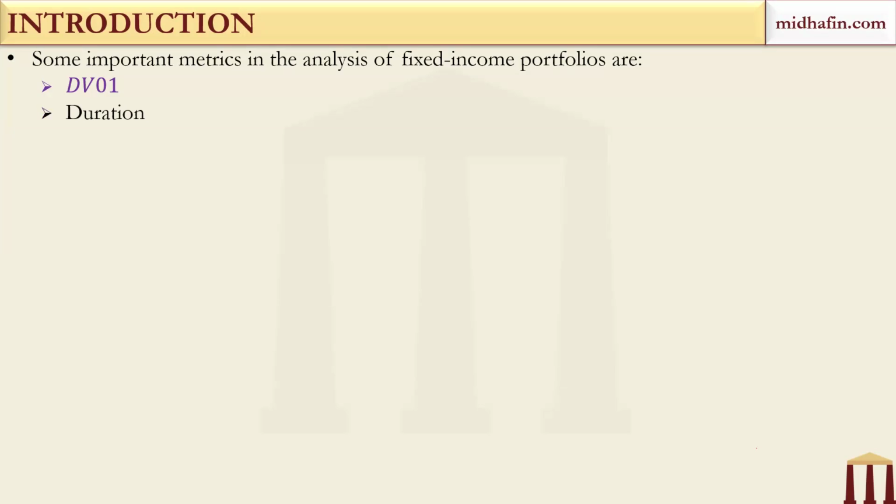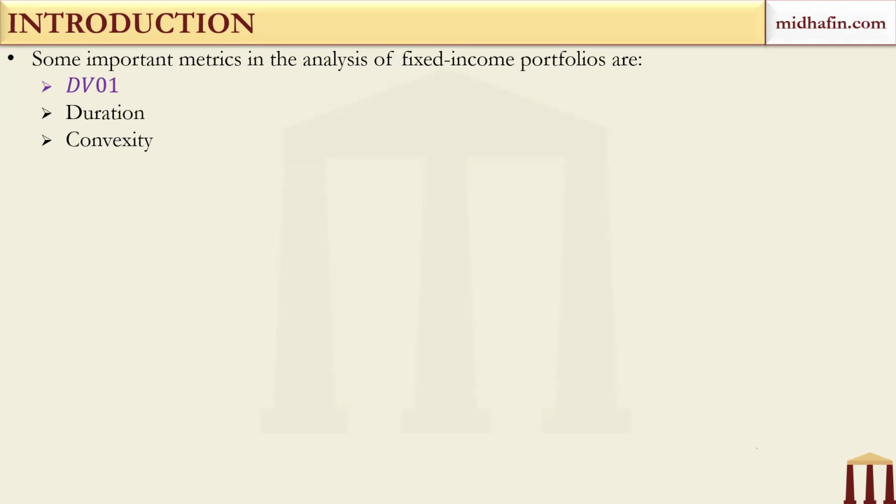Next, you have the duration, which tells us what will be the linear change, precisely, in the price of the portfolio, not interest rate, in the price of the portfolio, if the underlying interest rates change by 1%. And then finally, we have convexity, which is actually an adjustment for duration, because in practice, we know that the price curve of duration is not linear. So duration is an imprecise measure.